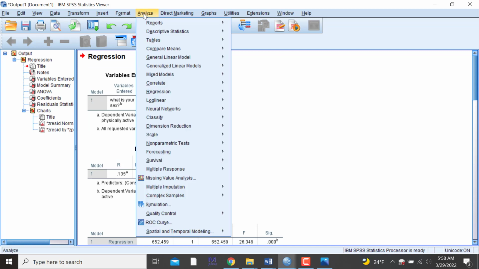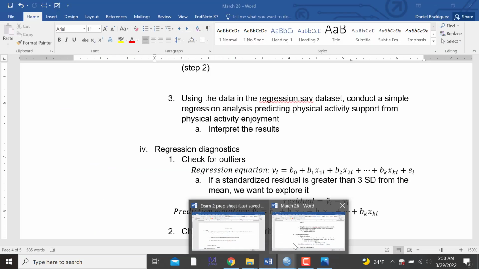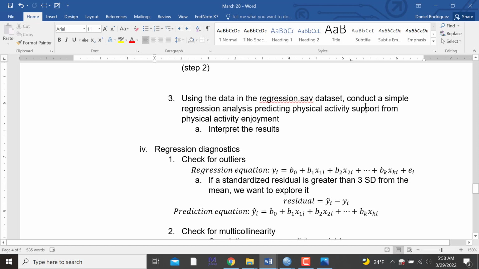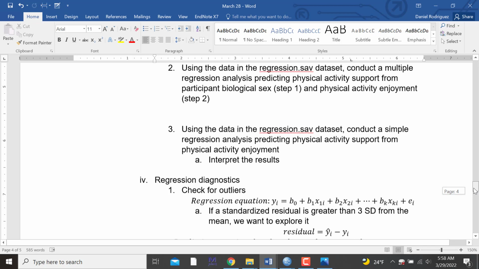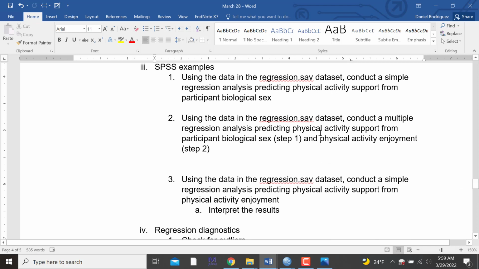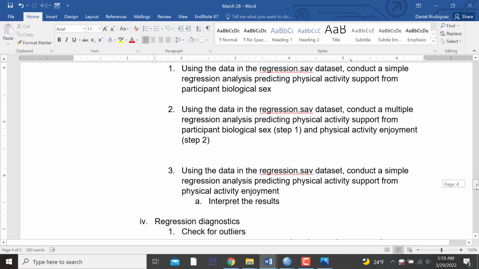Okay, so now the next step is to analyze. We run it again, but we're supposed to add something else. Let's see, what are our instructions? Conduct a regression. Let's see, what was the next step? Conduct a multiple regression analysis predicting physical activity enjoyment. Okay, we did that, and physical activity enjoyment. So this is actually the only one. This is a mistake, so I'm going to delete this.